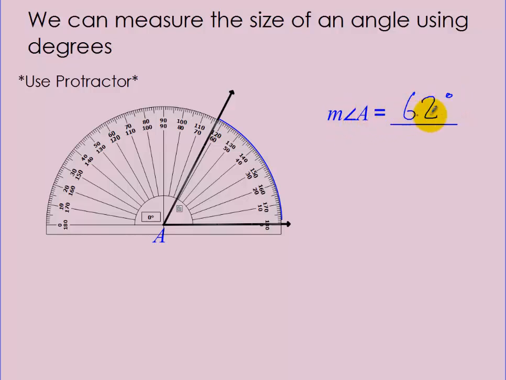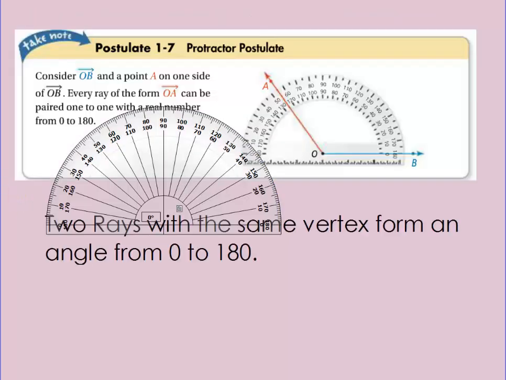Make sure you have the degree symbol. So the measure of angle A is 62. You need this lowercase m to say measurement. And we say equals because we're not talking about figures, we're just talking about a value. Measurement in degrees is a value, so it's an equal sign.